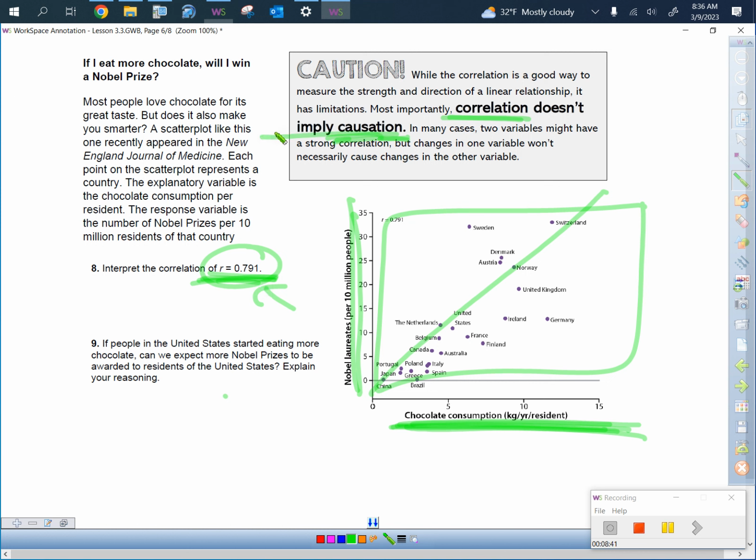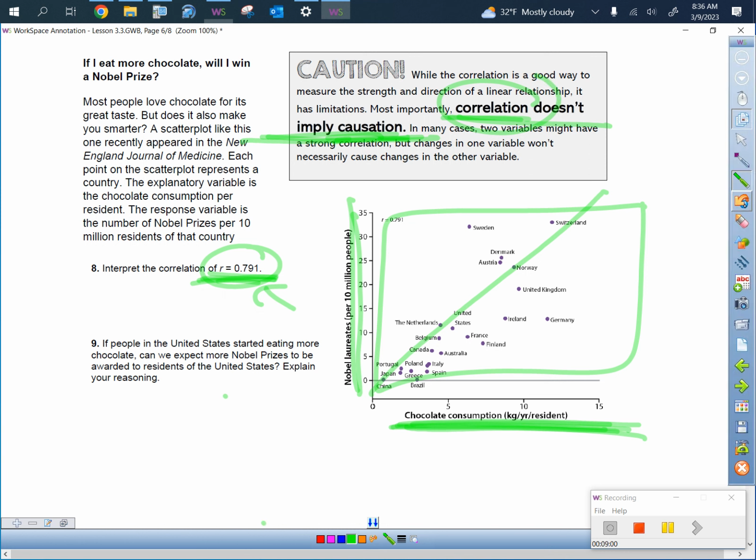And this is the thing in the box. Correlation does not mean causation. Just because things correlate tightly doesn't mean that one thing causes the other. Correlation does not cause things. Eating chocolate does not cause you to get smarter. So what do you think?